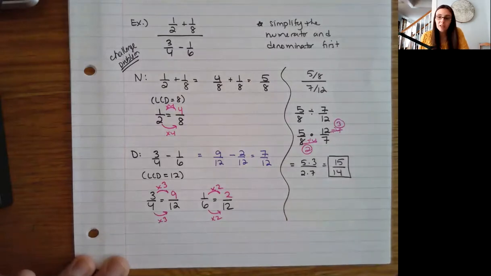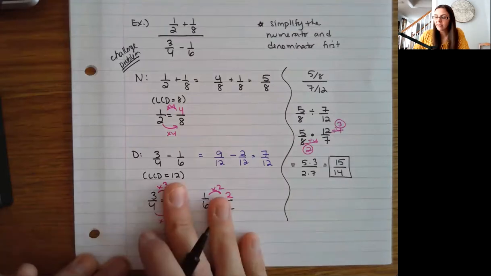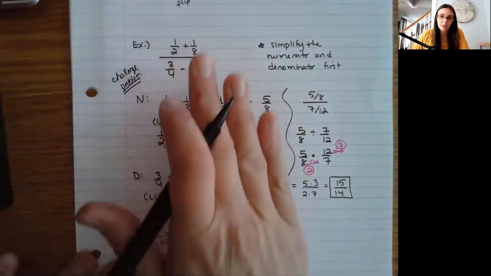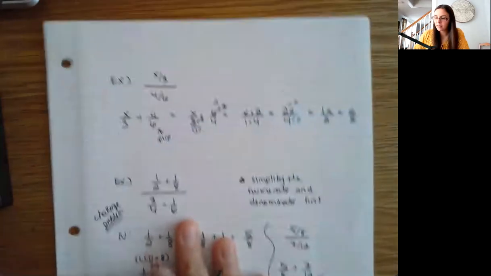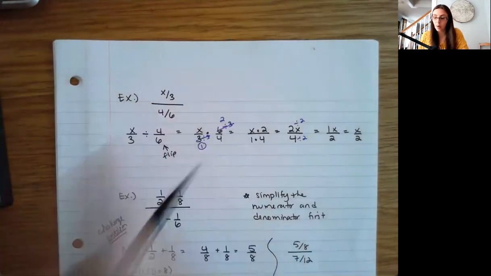So that's our first strategy. This has to be my preferred method, is to just use what I already know. So if I have something more complicated, I can simplify the numerator and denominator first. But basically, we just rewrite that as a regular division problem.